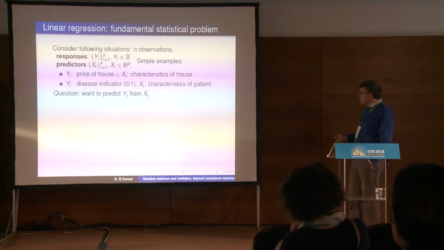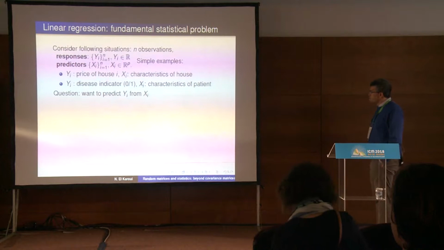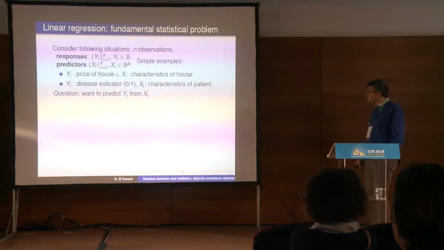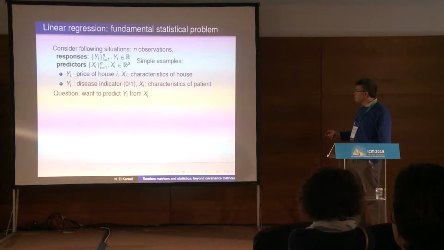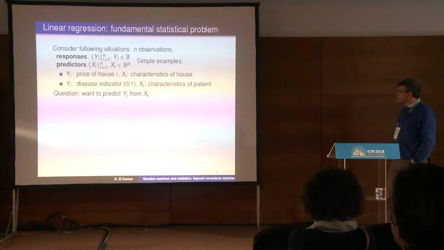Another application, which is more what I've been involved in last year, is internet advertising, where x_i are characteristics of your browsing history, so p would be of the order of millions there, and y_i might be the probability that you click on an ad. And the question, of course, is we want to predict y_i from x_i.